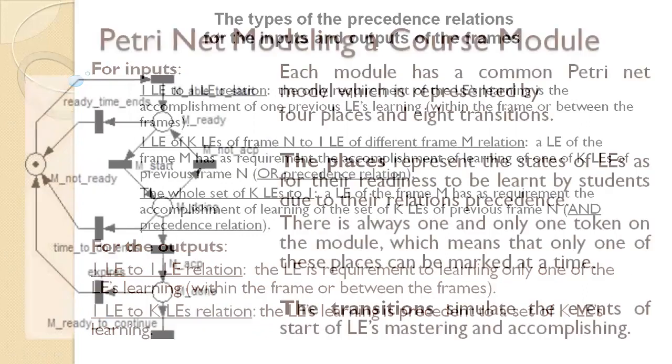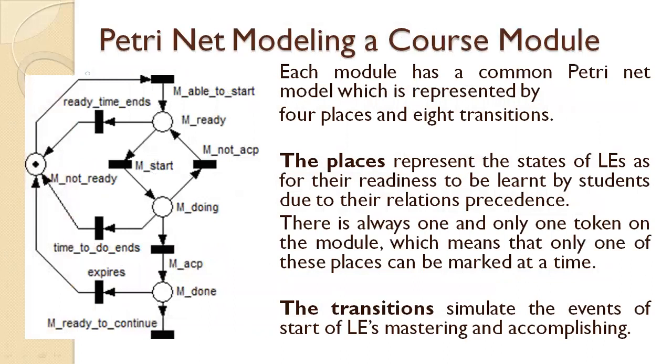Using these precedence relations between learning elements, we can build a common Petri-net model for each module. For each module, the common Petri-net might be represented by 4 places and 8 transitions, as you can see in the picture. The places represent the states of learning elements as for their readiness to be learned by students due to their precedence relations. There is always one and only one token on the module, which means that only one of these places can be marked at a time. And the transitions simulate the events of start of learning elements, mastering and accomplishing them. In such a way, we provide the so-called synchronization of learning elements.